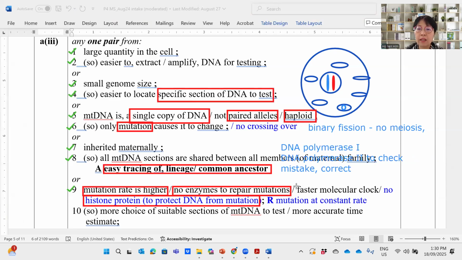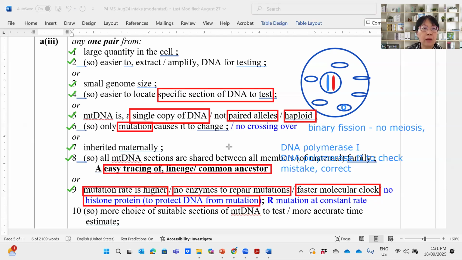Faster molecular clock. Faster molecular clock means what? It means that the bacteria multiply faster than eukaryotes. The average time one bacterium multiplies is every 20 minutes. Every 20 minutes, the cell will replicate, the cell will divide. So the DNA will replicate every 20 minutes. The more times it replicates, the more chances of mutation. So that's what it's trying to say, faster molecular clock.